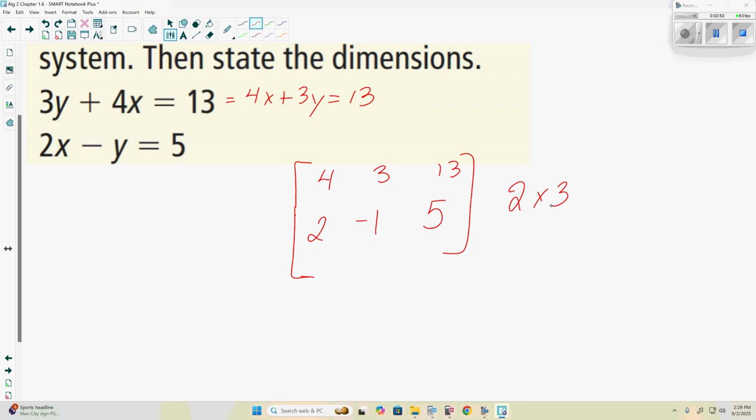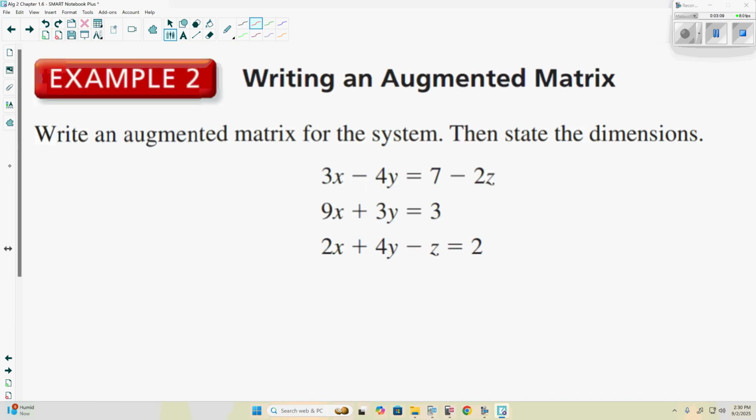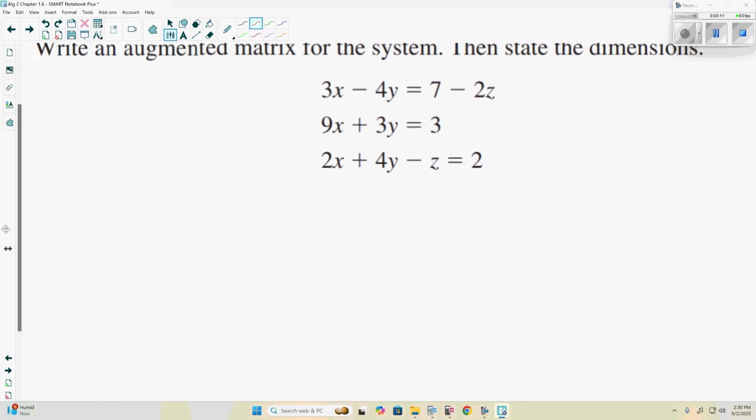Questions on the first one? Let's look at the next one. So this one here, we have 3 equations. But if we look at the top equation, because we need the variables and their numbers on the left side, well, x and y are on the left side, but z is not.